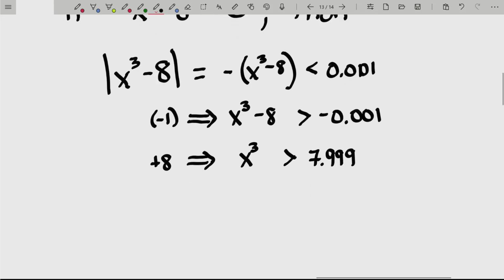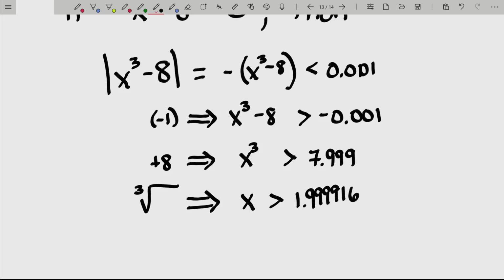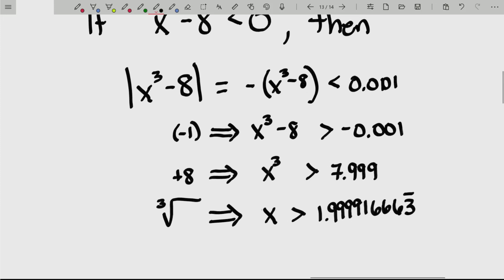So anyway, if you grab a calculator, take the cube root of both sides, you will get the following, that x must therefore be greater than 1.999916666, and then there's a 3. And I'm not sure if that 3 actually goes on forever, but I think it kind of does. You could tell I'm keeping as many digits as I can because I just like to.